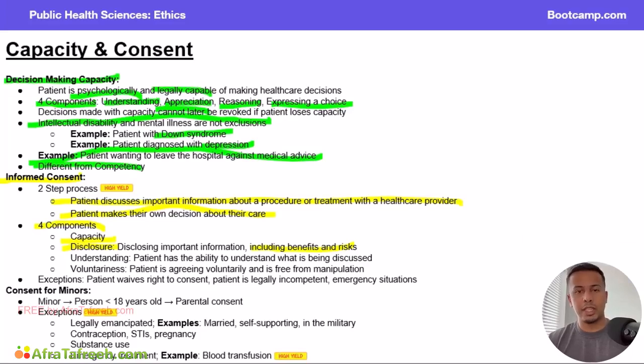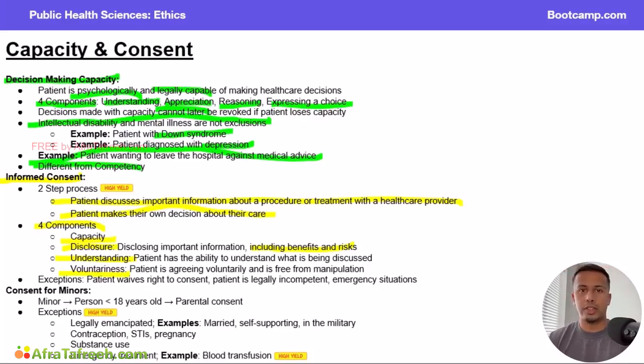So we have capacity, we have disclosure, the next one is going to be understanding. And this is basically the patient having the ability to understand what is being discussed. So really an important part of that is no medical jargon. You're breaking things down into easily understandable language, how you talk to a fifth grader, and making sure that they have understanding of that. And the last component to really have informed consent is going to be voluntariness, which is the patient agreeing voluntarily and free of manipulation.